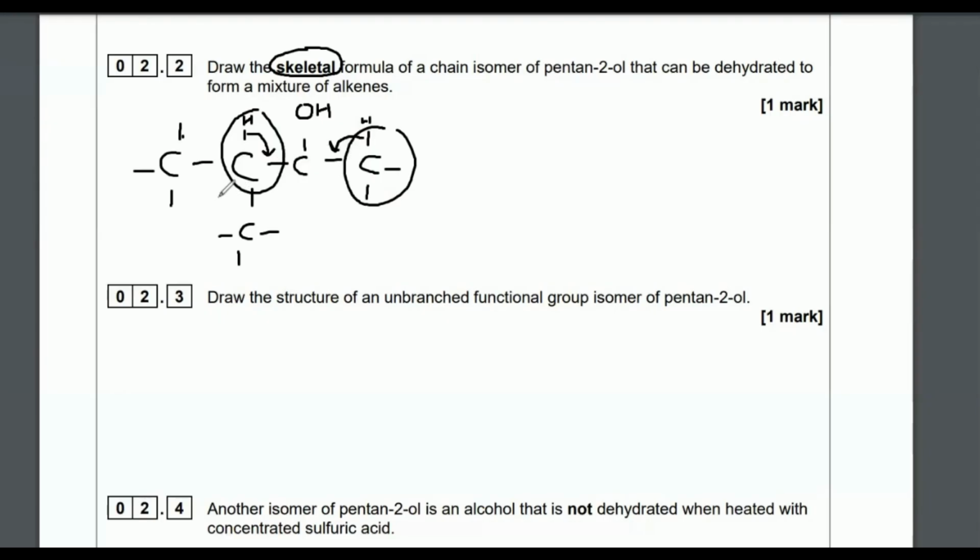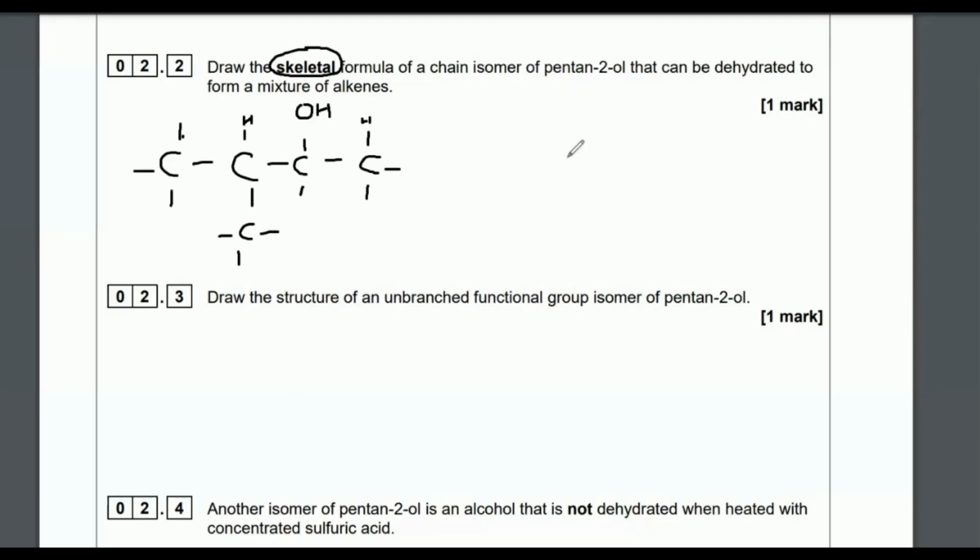So here we'd be able to form 3-methylbutene, or what would the other option be? 3-methylbut-2-ene. So this one here can form two different alkenes. So that is our chain isomer. I've changed the size of the chain. That can do that, of course, as there's a hydrogen atom there.